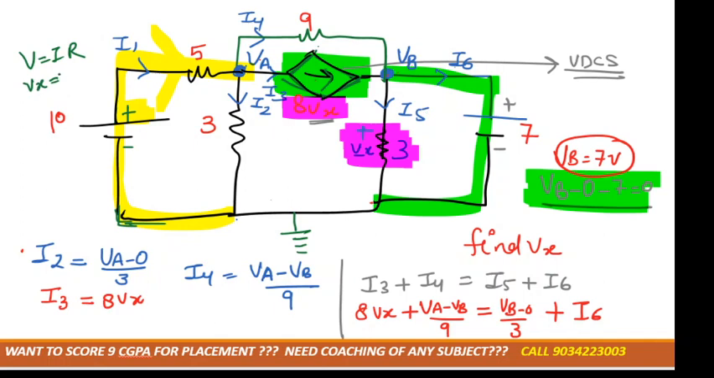Current here is how much? Current is I5, and resistance is how much? 3 ohm. So this is our fourth equation.